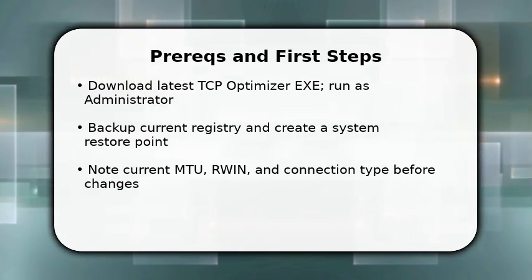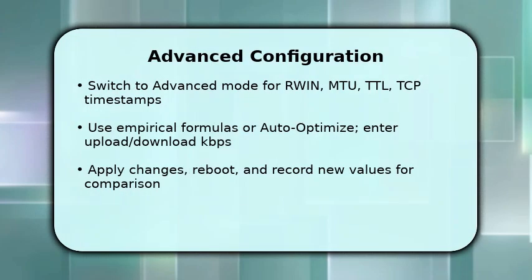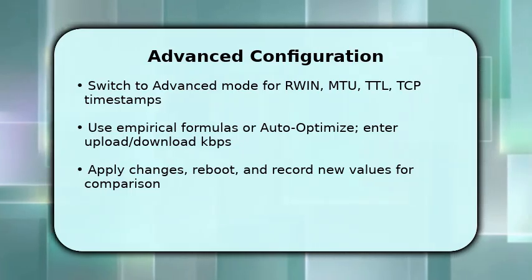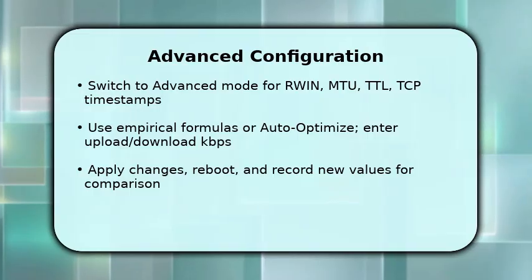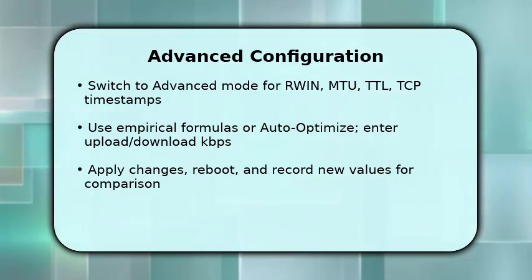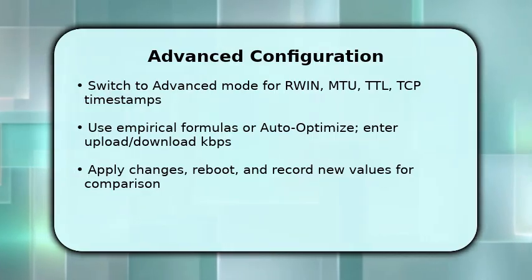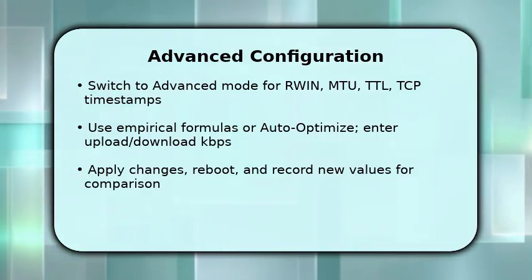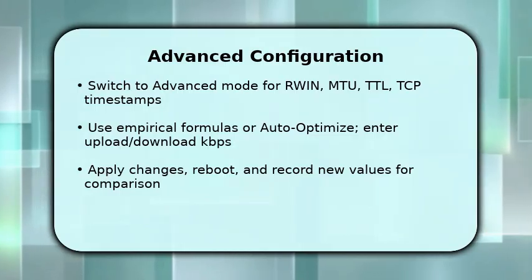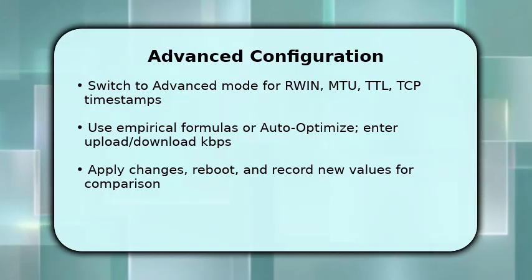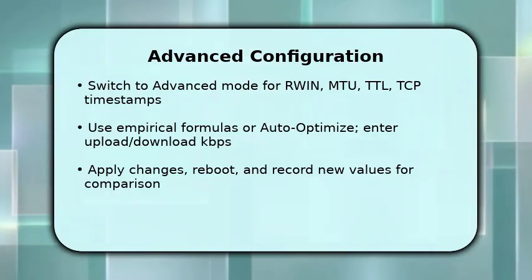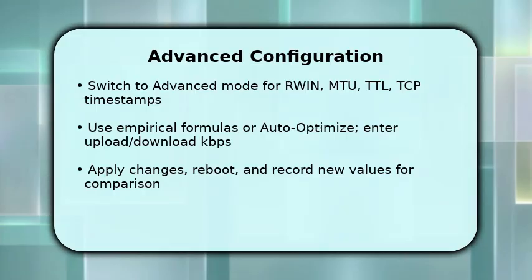You now dive into the complex middle steps by switching to advanced mode and reviewing RWIN, MTU, and TCP window scaling. Enter real upload and download kbps so auto-optimize can calculate values or manually apply empirical formulas if you prefer control. Make measured adjustments to TCP timestamps, selective acknowledgements, and congestion control algorithm. Once applied, reboot to ensure the stack reloads.